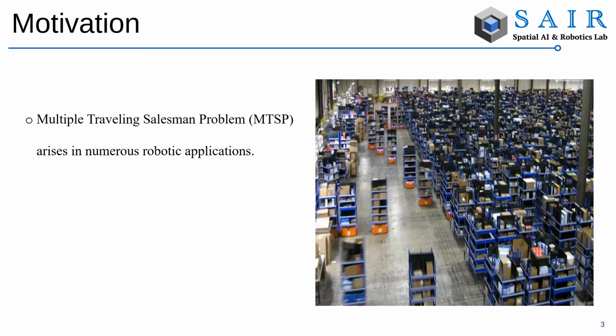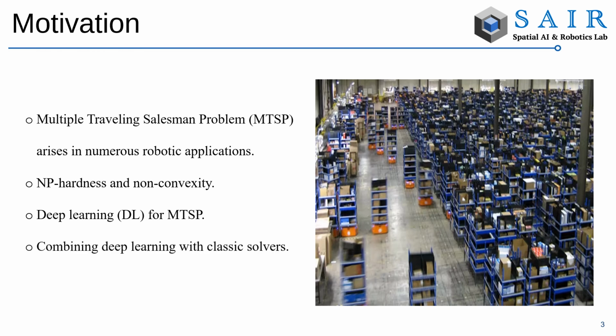Solving large-scale min-max MTSP is challenging due to its NP-hardness and non-convexity. Classic non-learning methods suffer from exponentially growing computational burden when dealing with large-scale MTSP. Deep learning approaches can relieve the computational burden, but it is hard to incorporate constraints like collision avoidance into the models. One way to achieve efficiency and to impose constraints is combining a deep learning model with classic solvers. However, optimizing this kind of model is very challenging.